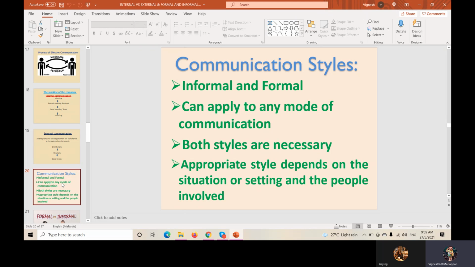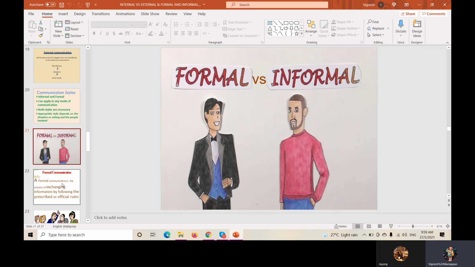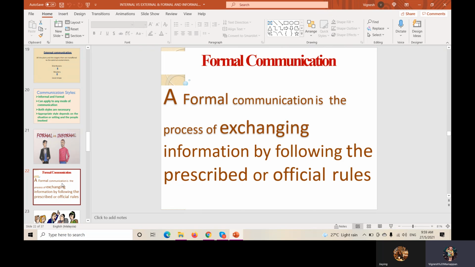That's why I said we have two types of internal communication. Okay, so formal versus informal. Formal means formal, informal means informal. Formal communication is the process of exchanging information by following the prescribed or official rules. Formal means we have certain rules of the company on how to conduct meetings, how to conduct conferences and everything, correct?